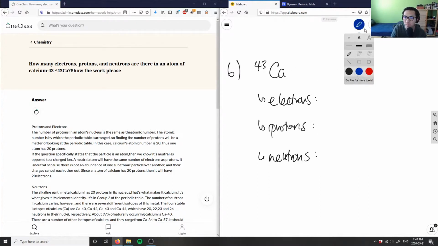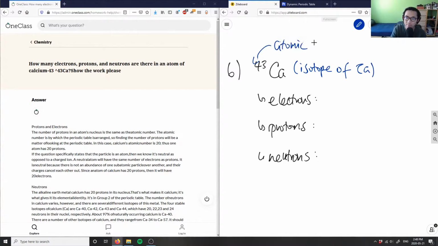So let me read this out. This here is the isotope of Ca, or of calcium here. And this 43 represents my atomic mass. Recall that isotopes are simply the same element, they have the same protons, but a different amount of neutrons, which affect the atomic mass.